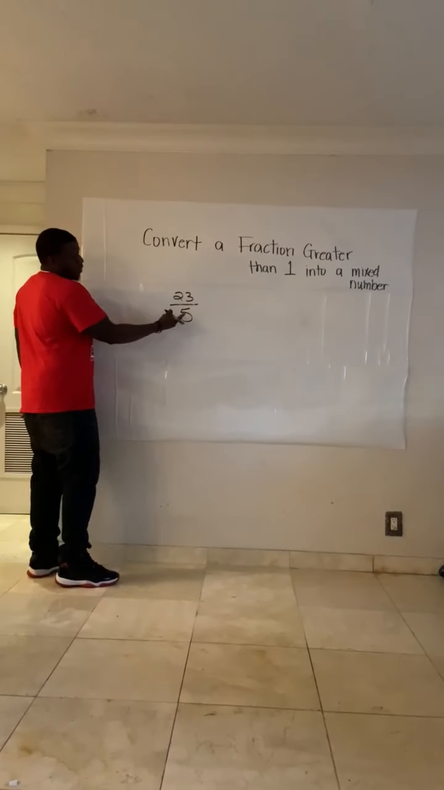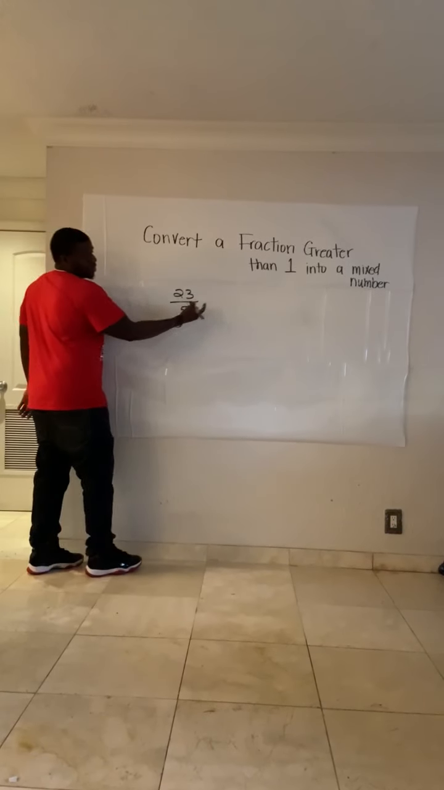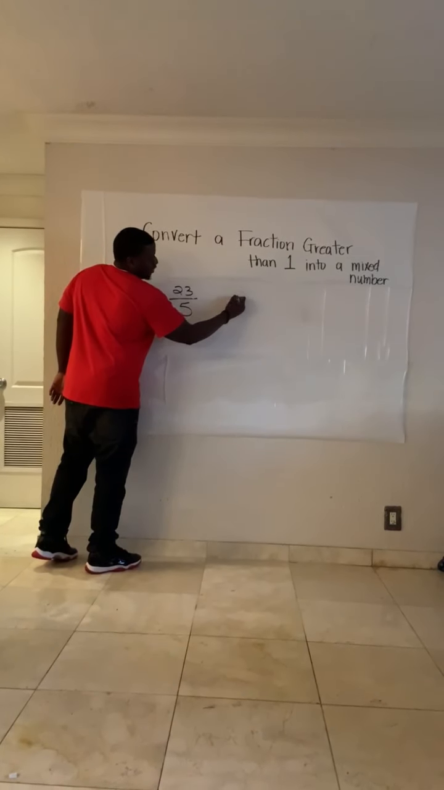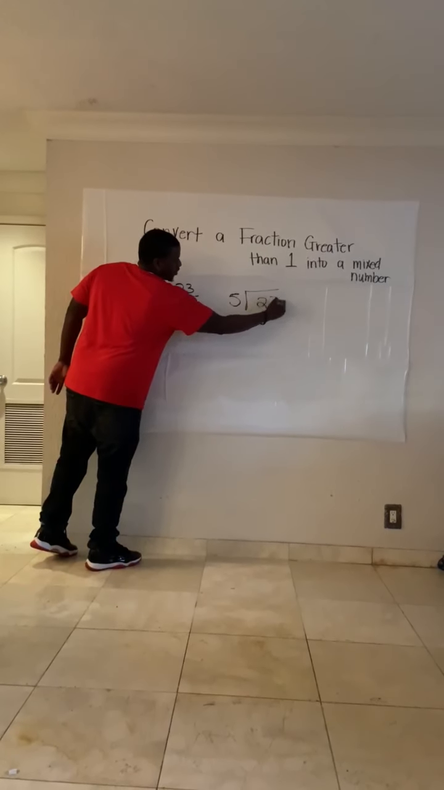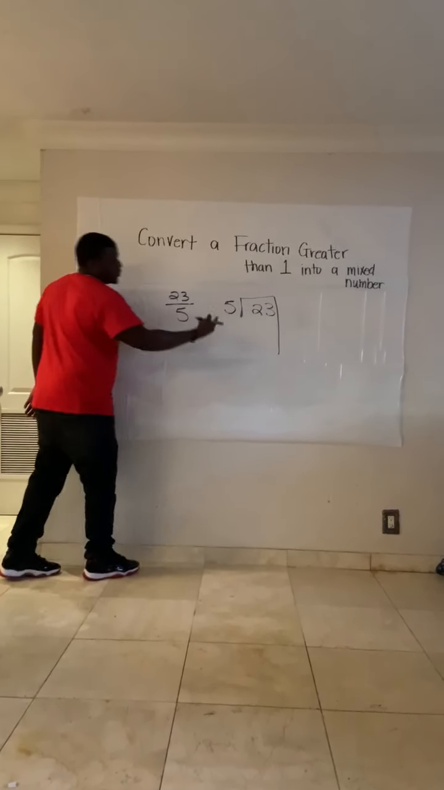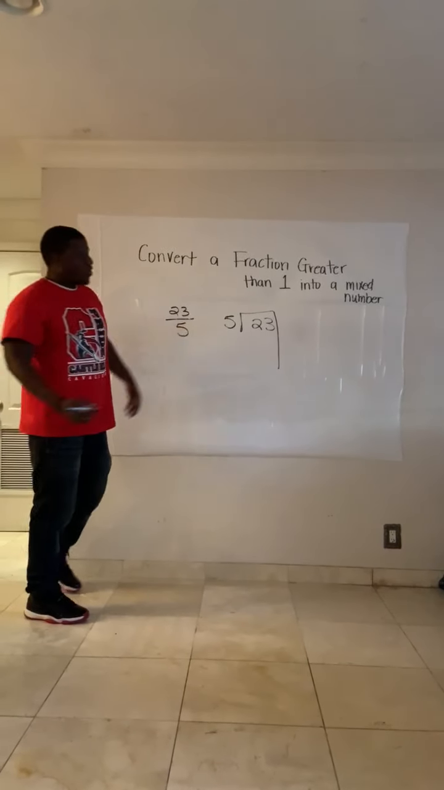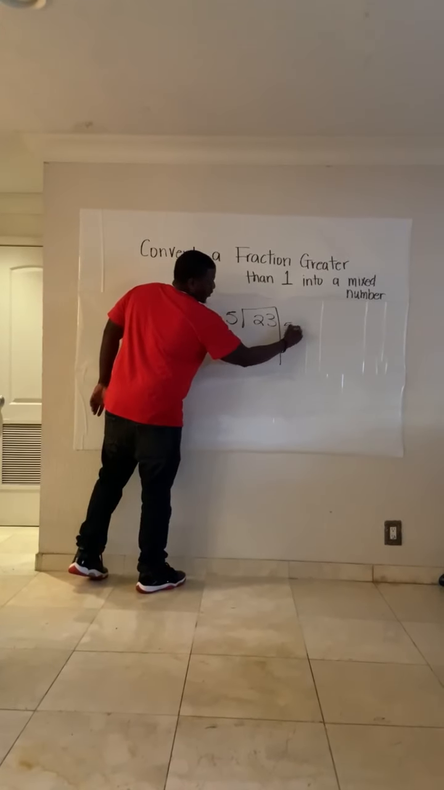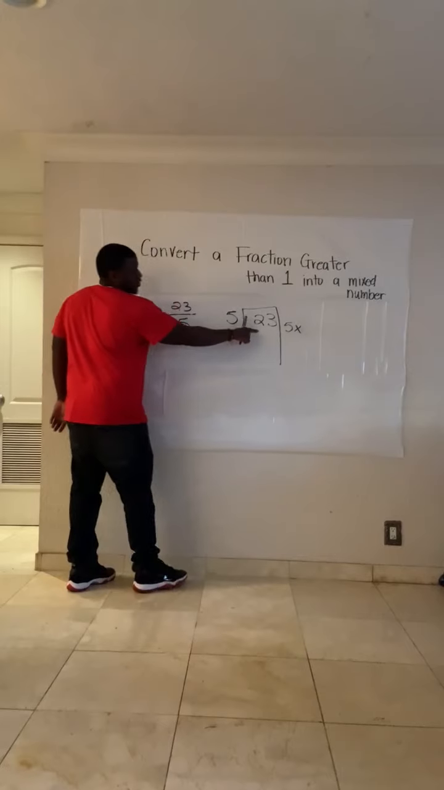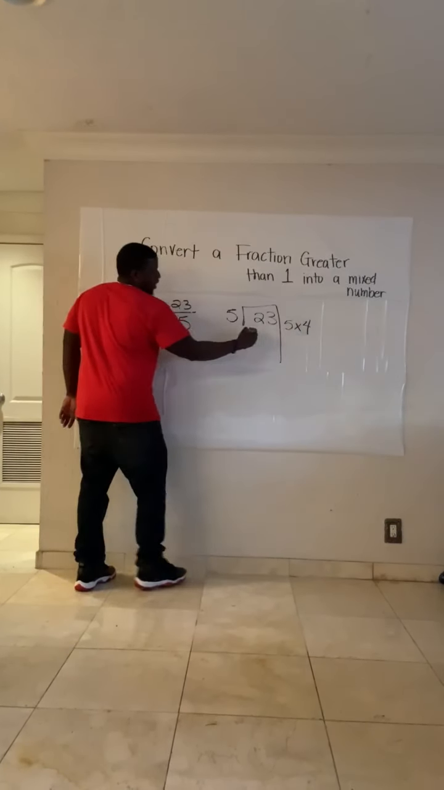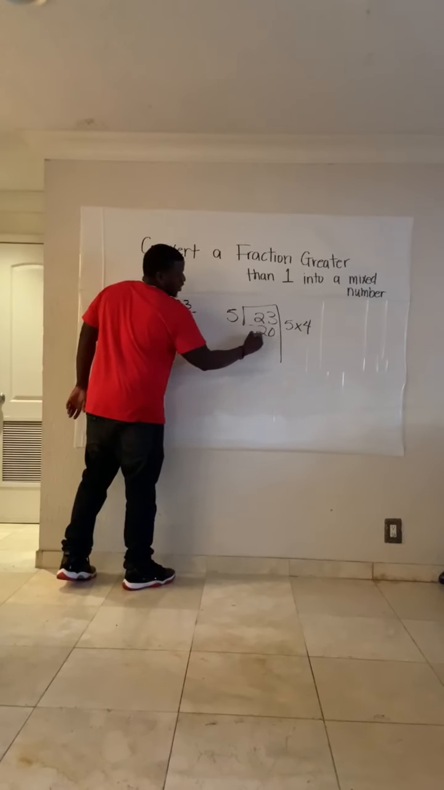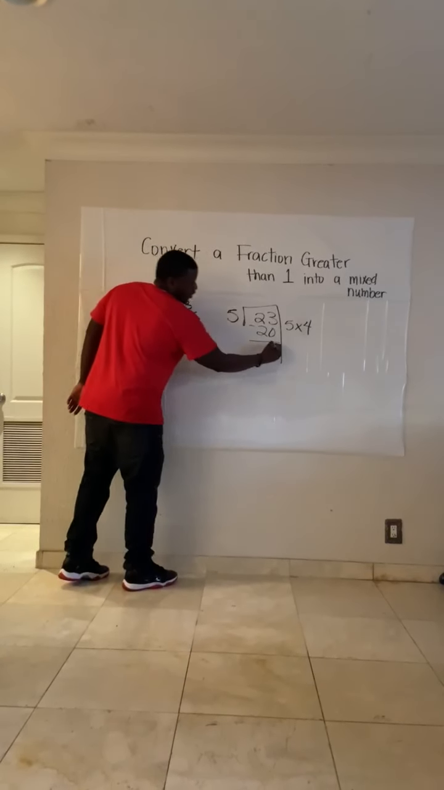One of the ways that we can convert this into a mixed number is we can just use division. We can divide 5 into 23, and I'll use partial quotients in order to solve. So I'm doing 5 times a number as close as I can get to 23, which would be 4. 5 times 4 is 20. I'm going to subtract, and then I would get 3.